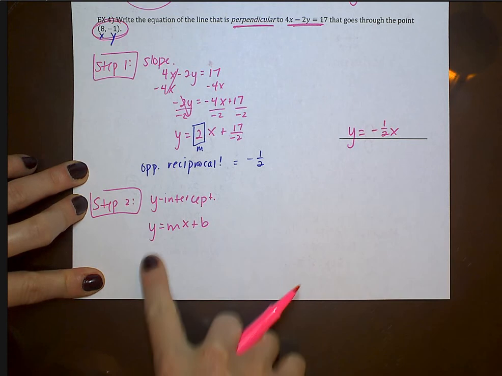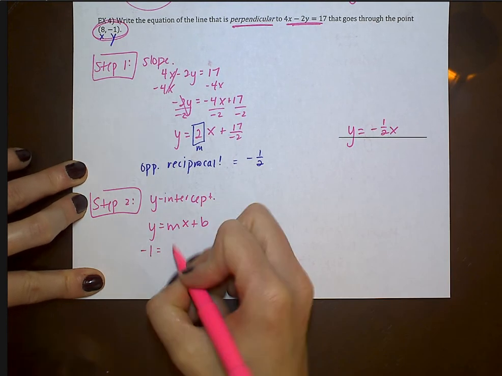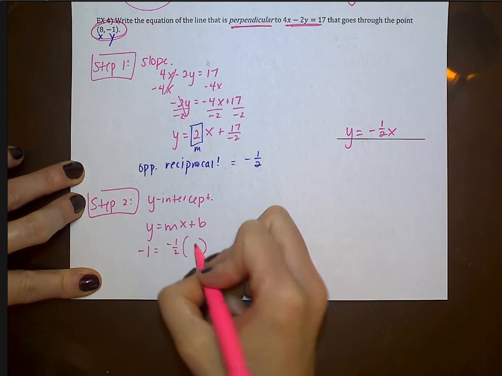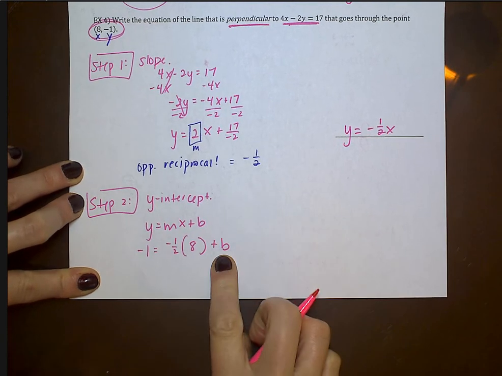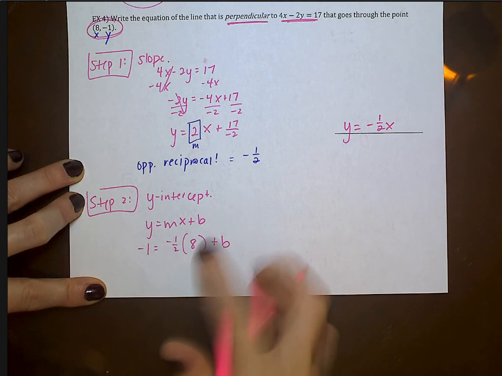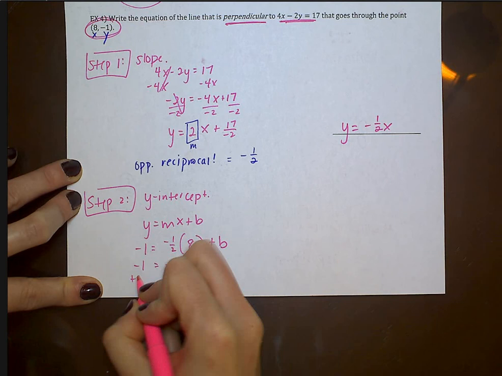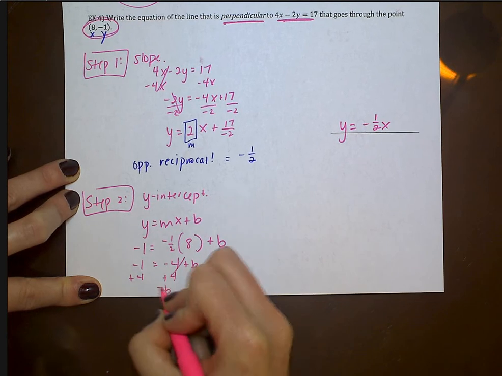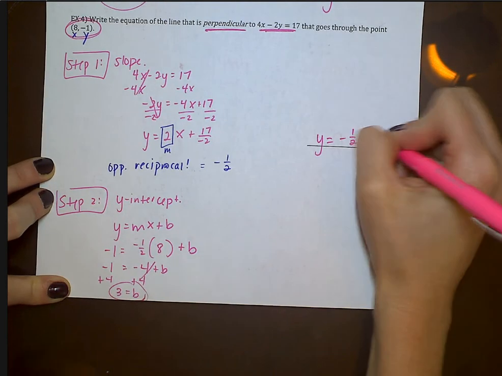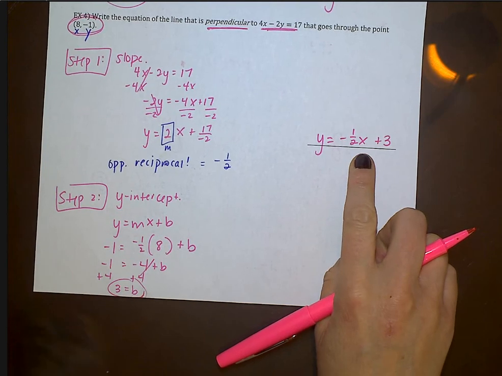But I know the y value is -1 of the point. My m that I'm using is -1/2, and the x value is 8. I don't know b yet, so put plus b. -1/2 times 8 is -4. And then I would just solve for b by adding 4. So b would equal 3. So I would just write that at the end of my equation, and there's my answer. All right, that wraps up Unit 3. We are officially done.